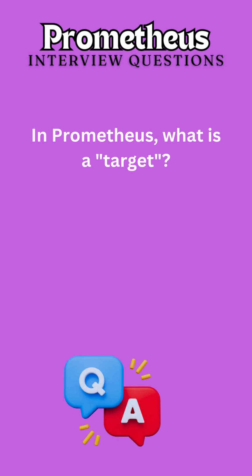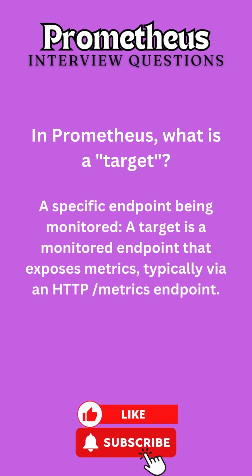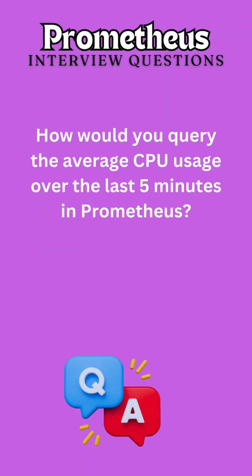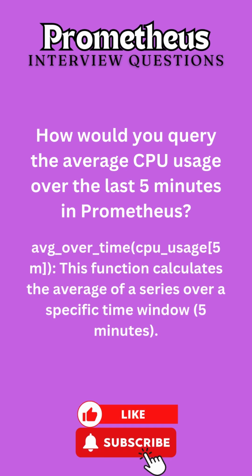In Prometheus, what is a target? A specific endpoint being monitored. A target is a monitored endpoint that exposes metrics, typically via an HTTP /metrics endpoint. How would you query the average CPU usage over the last 5 minutes in Prometheus? avg_over_time(cpu_usage[5m]). This function calculates the average of a series over a specific time window, 5 minutes.